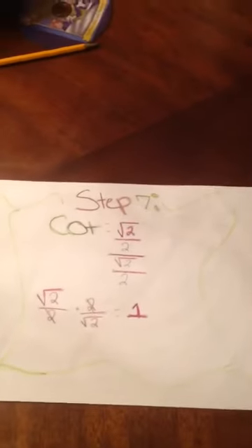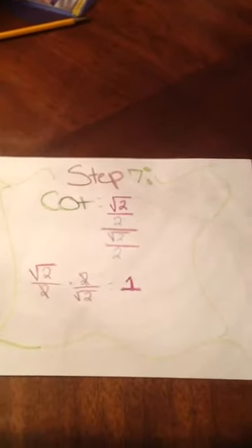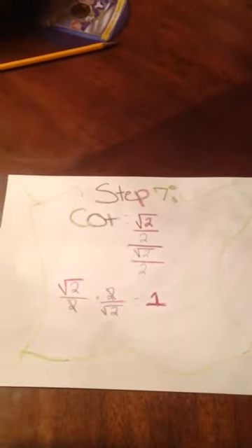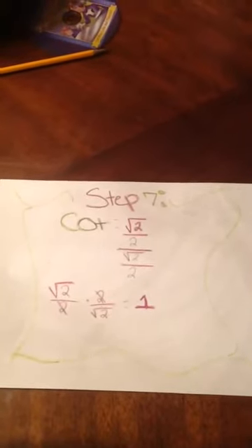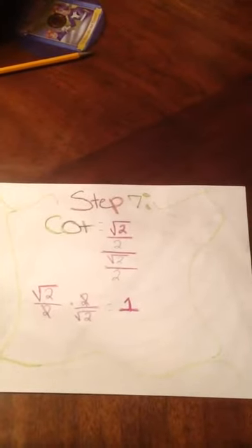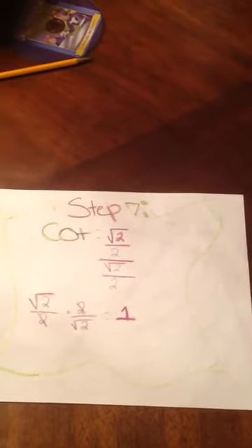Step 7 is cotangent. Cotangent is a reciprocal of tangent, which means it's the same thing but flip it. And this time it's the same answer because we have 2 of the same ordered pairs, square root of 2 over 2, square root of 2 over 2.